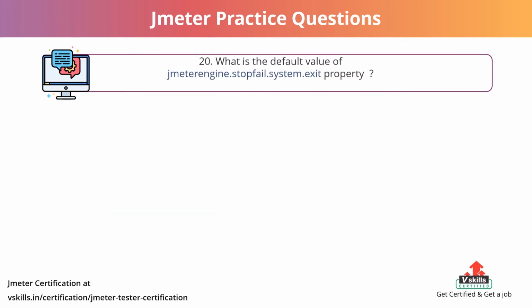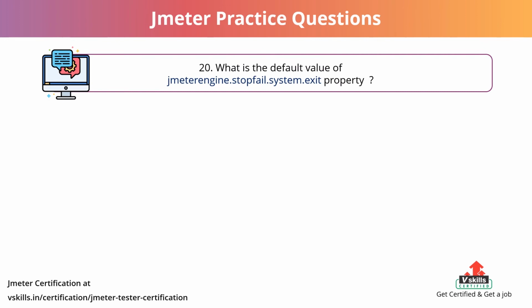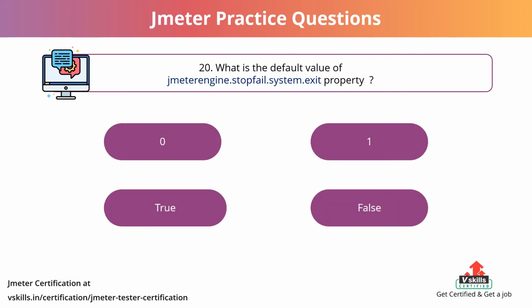Question number 20. What is the default value of JMeter engine.stop-fail.system.exit property? The options are A. 0, B. 1, C. True, D. False. The correct answer is option D.